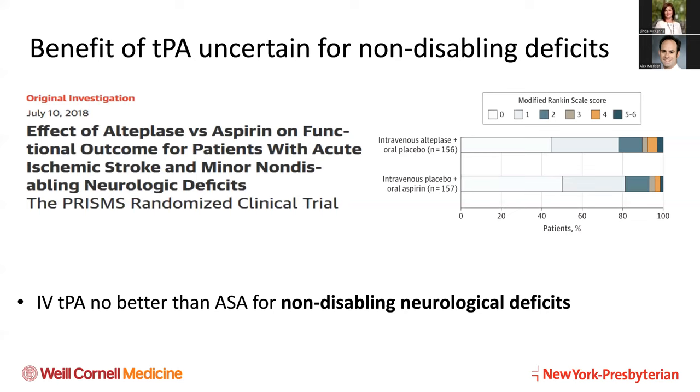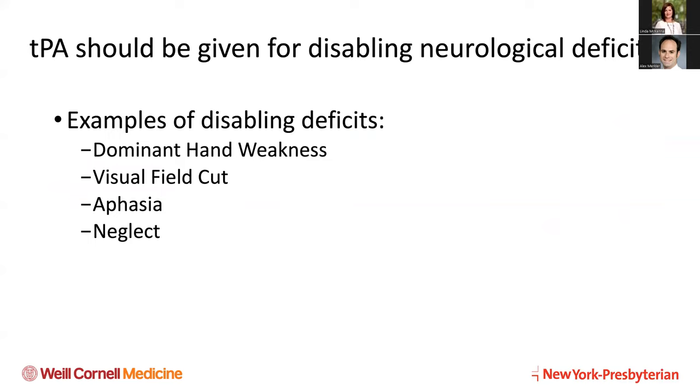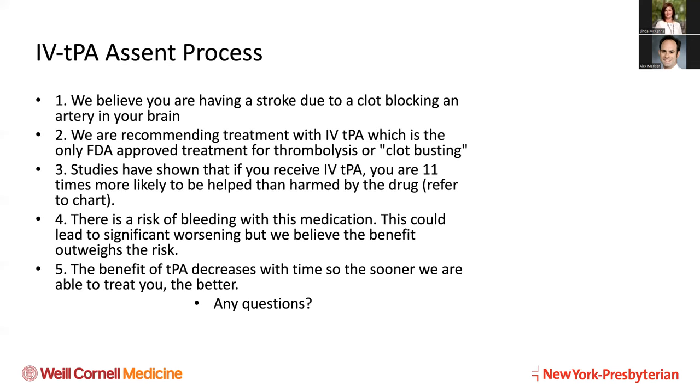That's why we try to reserve TPA for patients who really have a functional deficit as a result of their stroke, in whom TPA could be beneficial at reducing that deficit and improving outcomes. So TPA should be given for disabling neurological deficits. Examples include dominant hand weakness, a field cut, aphasia, neglect. But again, it really is a personalized approach. Not every patient is the same. And so you have to gear it to that specific patient who's in front of you, who you're making decisions for.